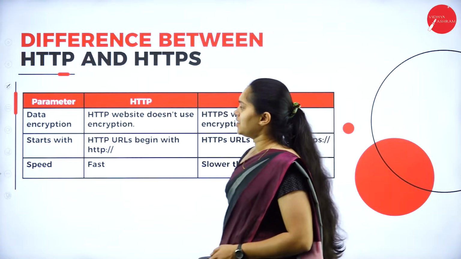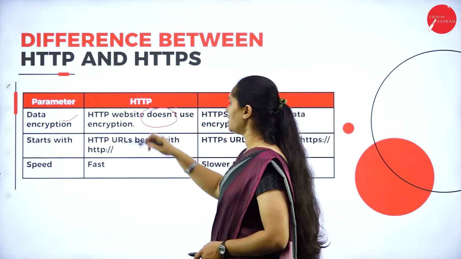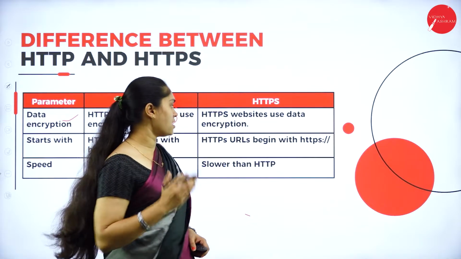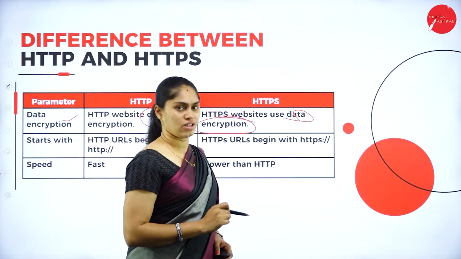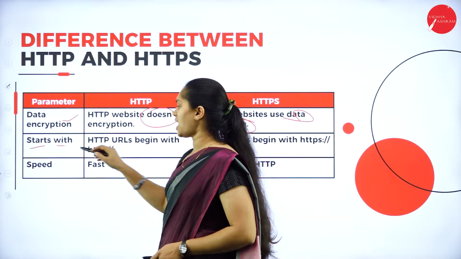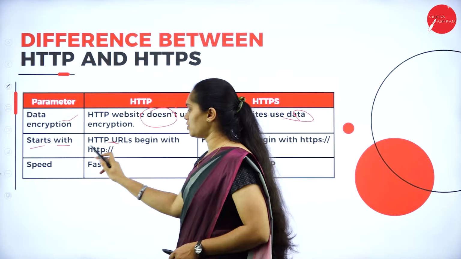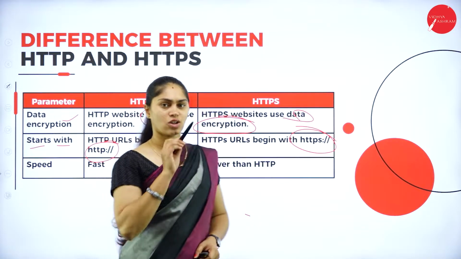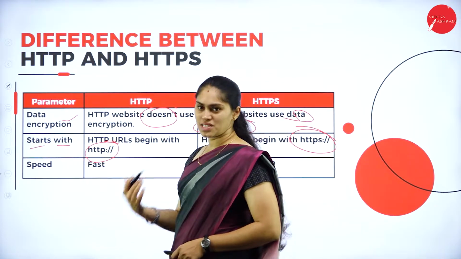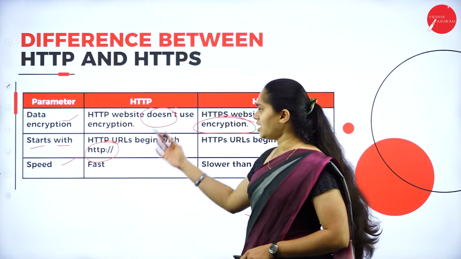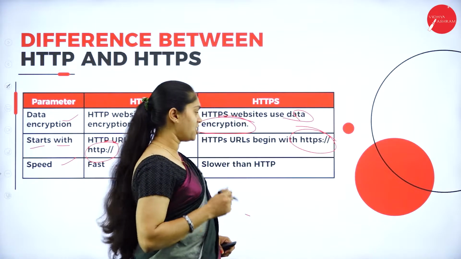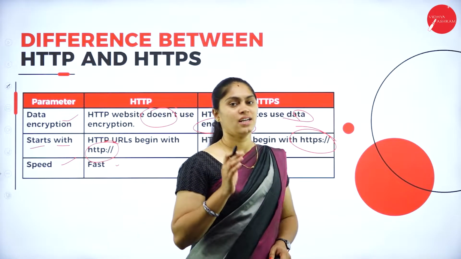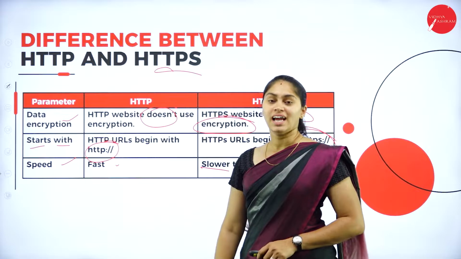We'll see the next parameter, that is data encryption. When it comes to HTTP, we do not use any encryption technology, but in HTTPS we do use data encryption methodology. As per the starts-with parameter, the URL starts with http:// for HTTP, but for HTTPS it starts with https://. Then which is faster in accessing? When it comes to speed, HTTP will be faster, and HTTPS is slower than HTTP. So all these are the differences between HTTP and HTTPS.